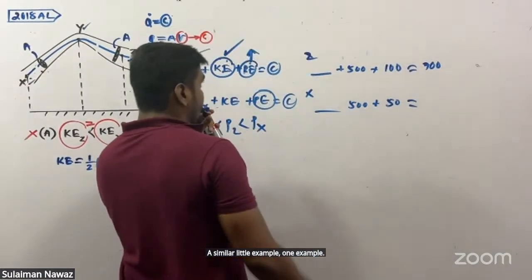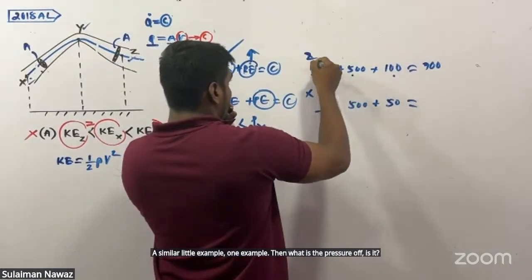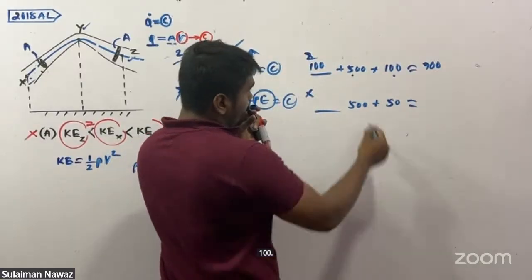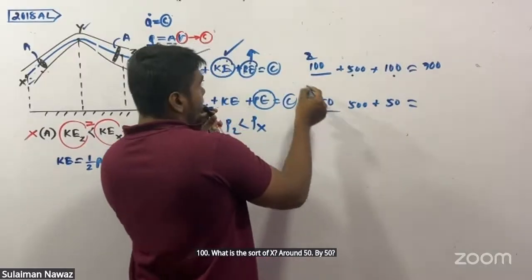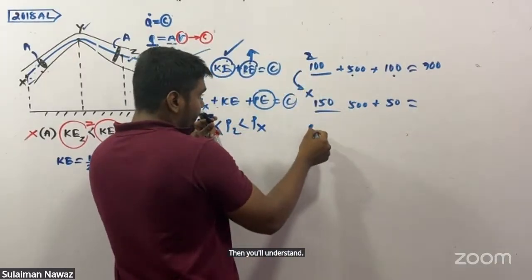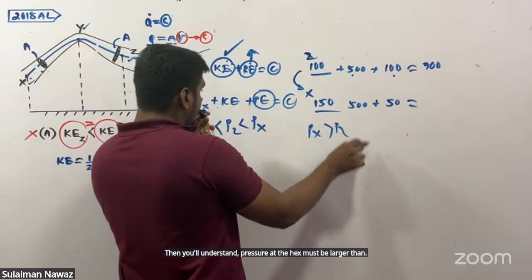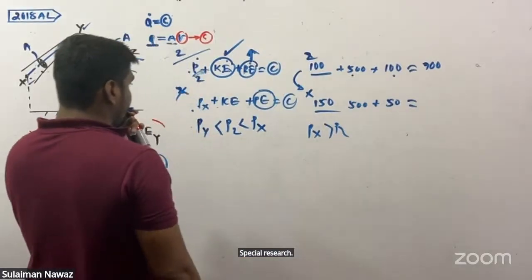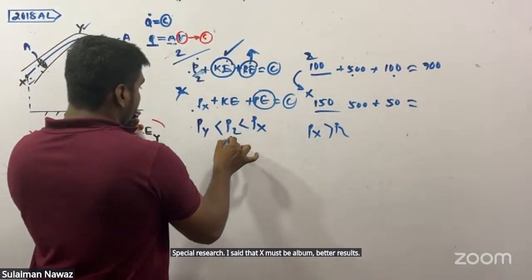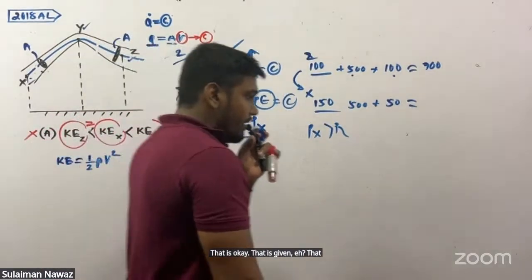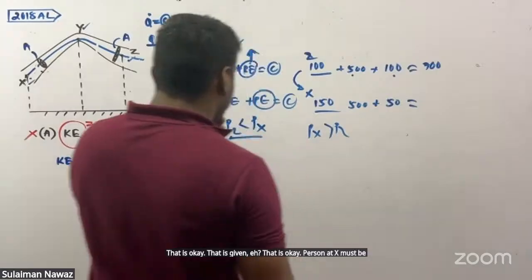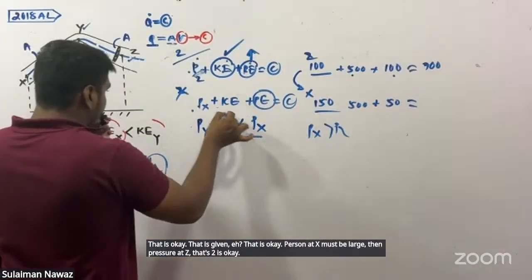Then what is the pressure of Z? 100. What is the pressure of X? 150. 550. Then you want to understand that pressure at X must be larger than pressure at Z. Pressure at X must be larger than pressure at Z. That is okay. That is given. That story is okay. We'll come to this story.